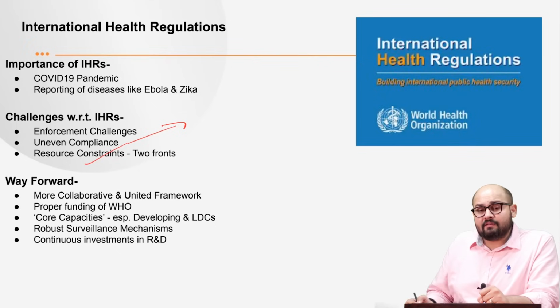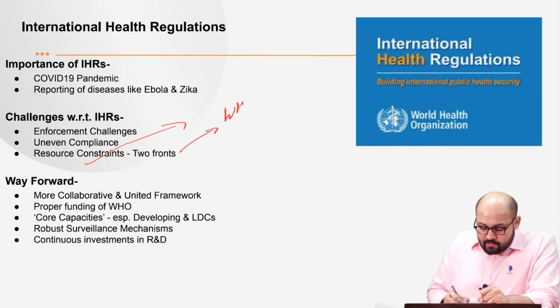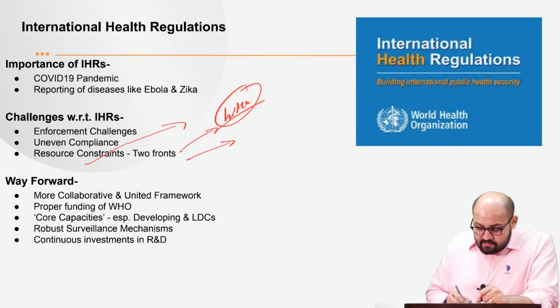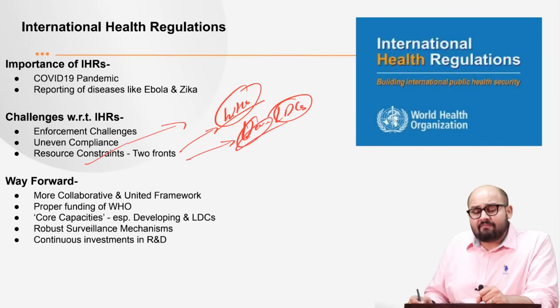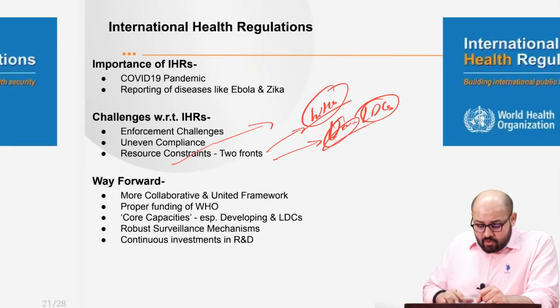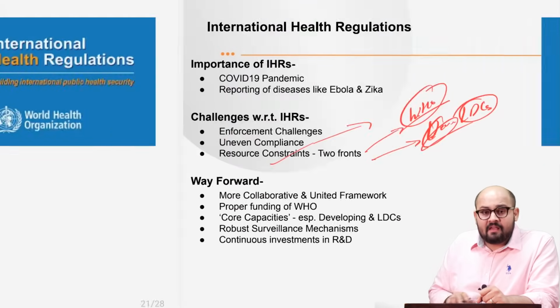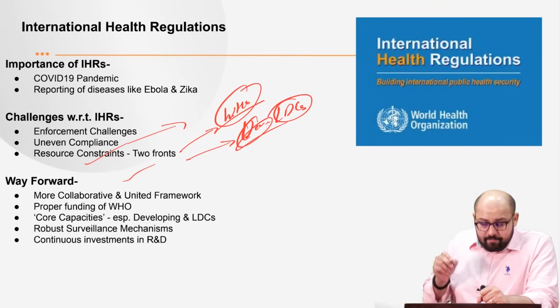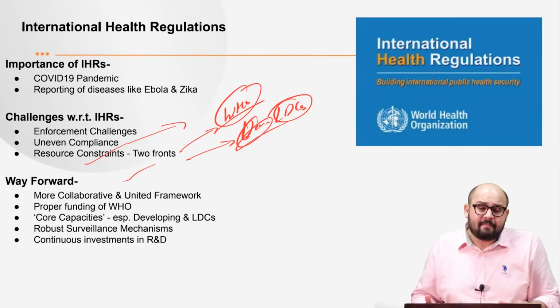Even though this is legally binding, there is uneven compliance. Then there are resource constraints. Now this is at two levels. One is at the WHO level itself, that the WHO does not have the required capacity and funding. Then at the level of countries, especially the developing and the least developed countries, they don't have, as we talked about, this concept of core capacities to deal with these crises, public health emergencies.